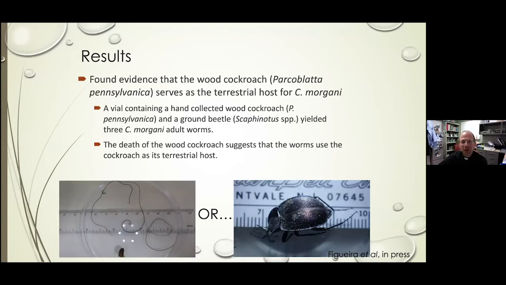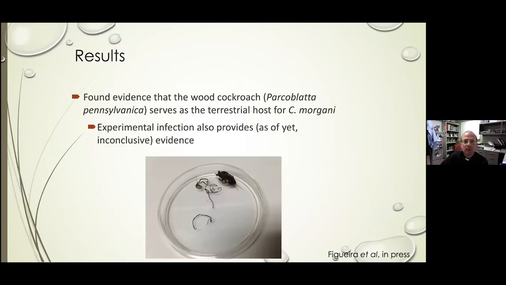But we're pretty sure it came from the roach, because the roach had burst open and these worms were flying around, and you could see a piece of the roach on the worm, and the beetle was fine. So we're pretty sure it came from the roach. And we have also done some experimental infections showing that you can successfully infect the wood roaches with the Gordius, Creighton margani.